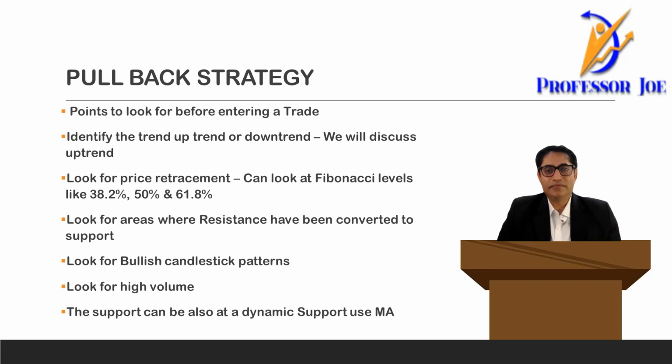At the same time, when you see a bullish candlestick, check the volume. Is it high or is it low? A good trade will come out of high volumes. Now the support area can be in multiple ways. It can be a trend line, it can be a support zone, it can be a dynamic support and resistance created because of a moving average. So there are multiple reasons where you can get a support zone from.